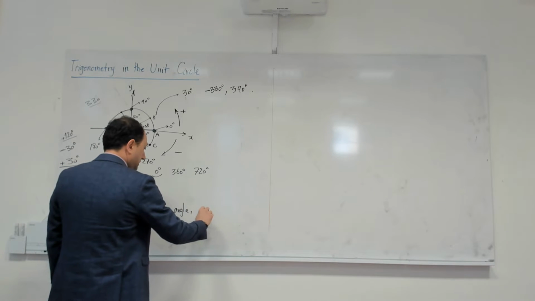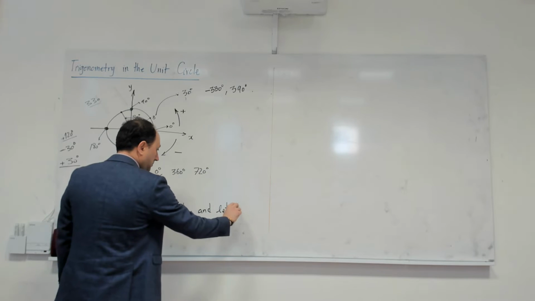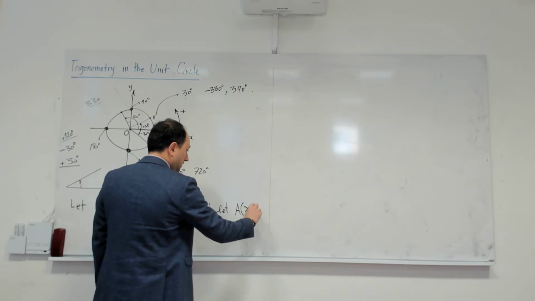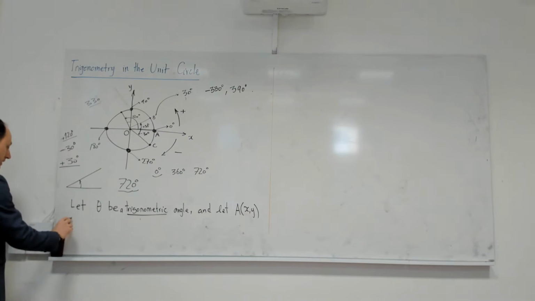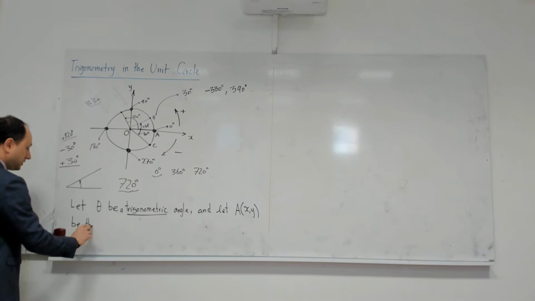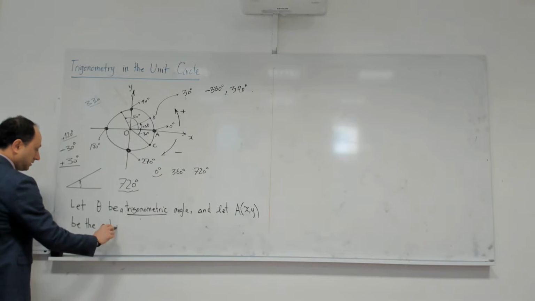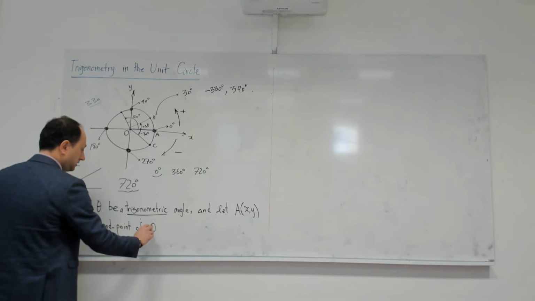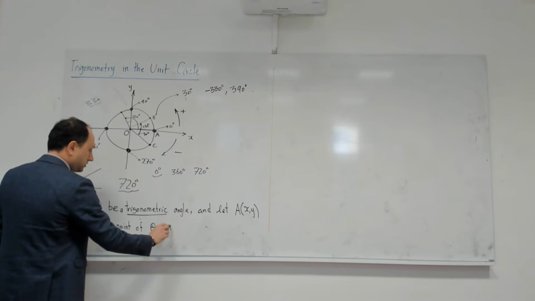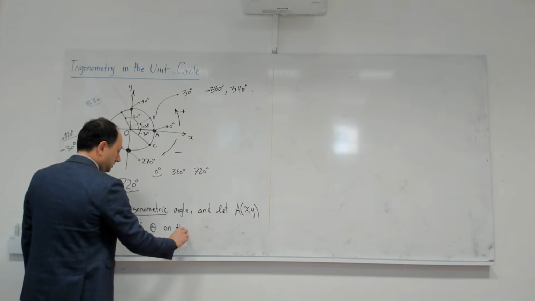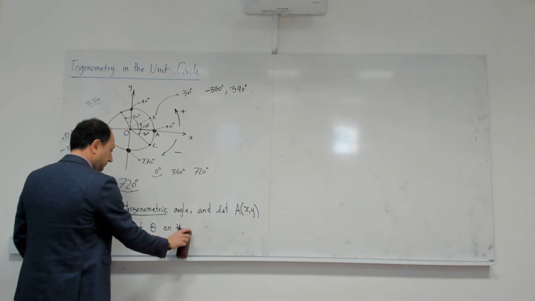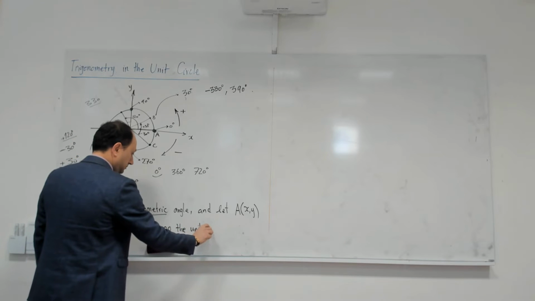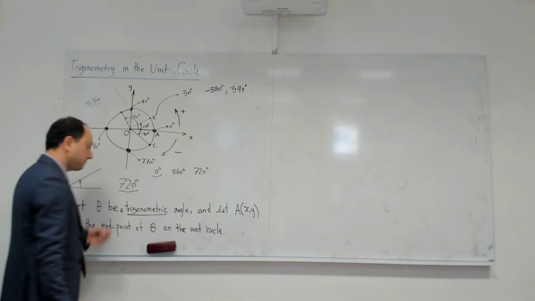And let the point A with coordinates x and y be the end point of angle theta on the unit circle.